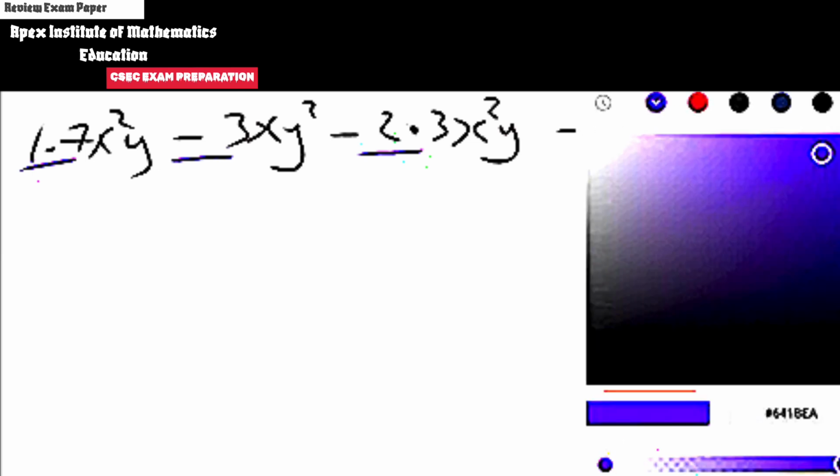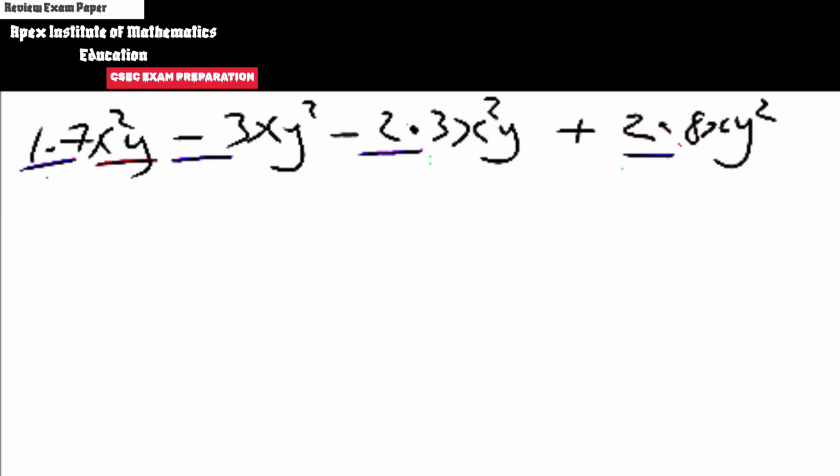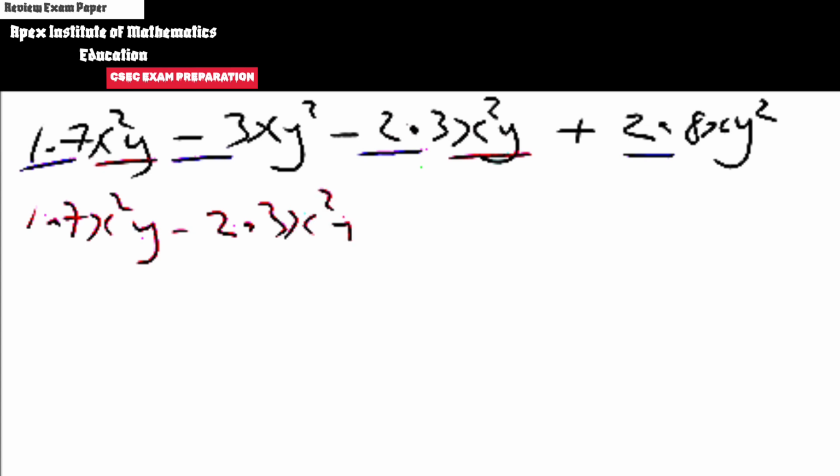So here what we're looking at is looking for any term that may be an x squared y. So we're looking in the expression for another x squared y, and we can find that there's an x squared y here. So those two numbers will be grouped. Let's do that right now. We have 1.7 x squared y, and we have minus 2.3 again x squared y.